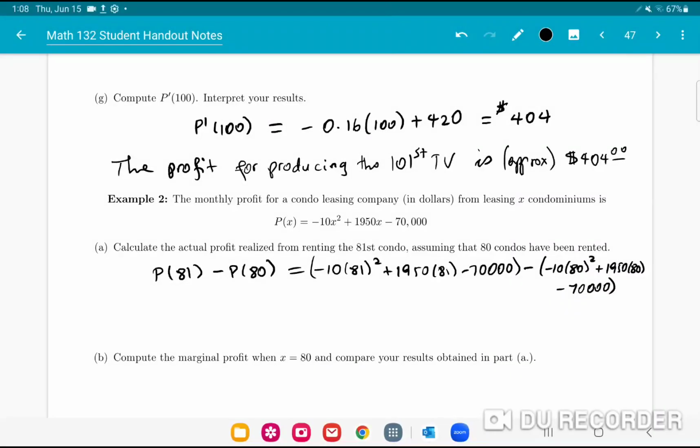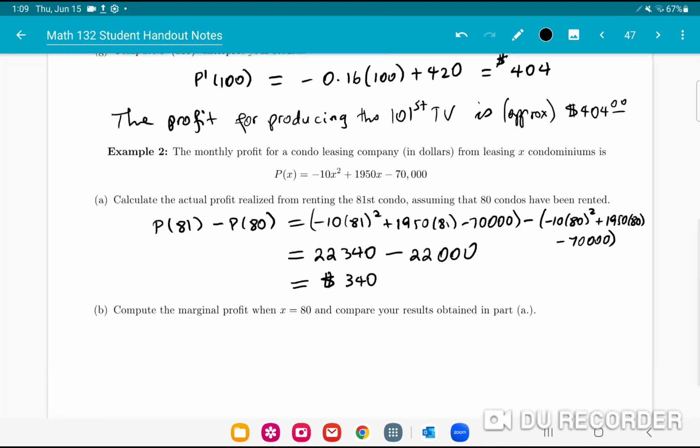Okay, so I calculated this, and it came out as 22340 for the first one, minus 22000 for the second one. So that would give us $340. So that would be the profit for renting the 81st condo, the exact value.